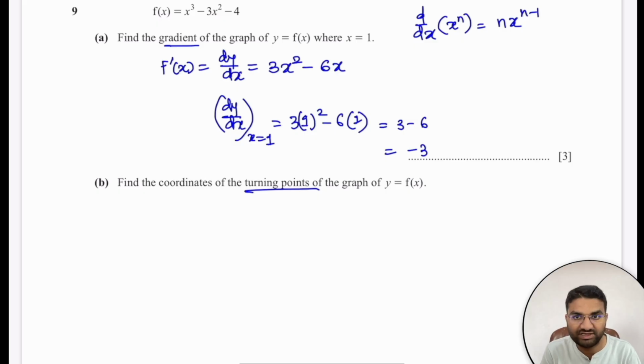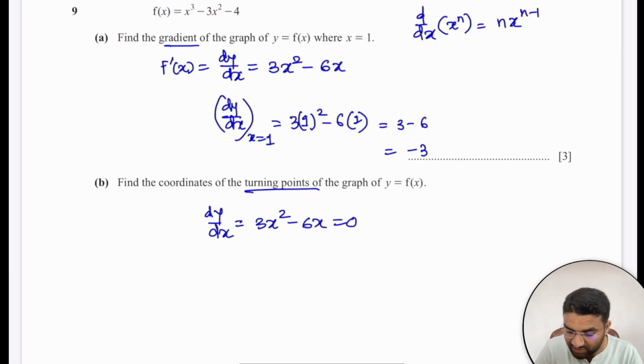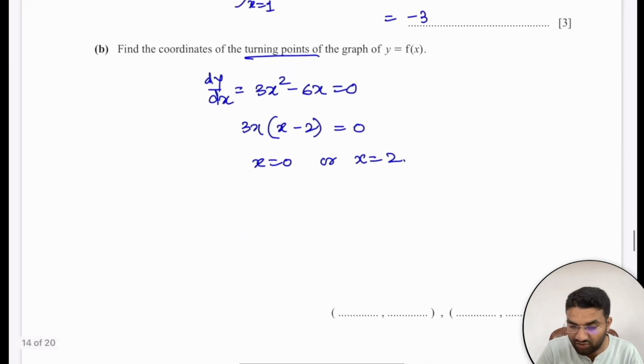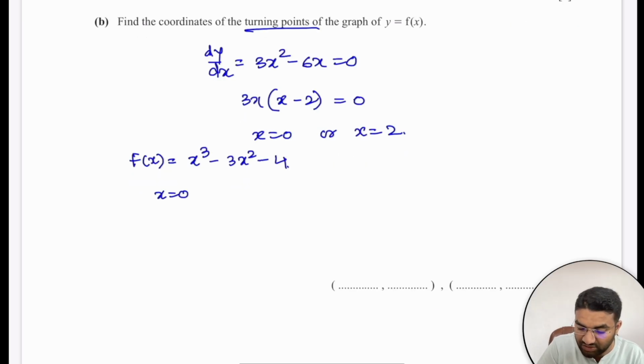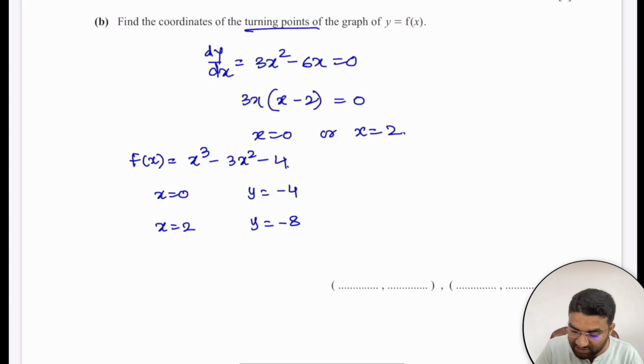Find the coordinates of the turning points of the graph y is equal to f of x. Turning point means when dy by dx is equal to 0. So dy by dx, which is 3x square minus 6x, is equal to 0. Take common 3x, and in the bracket we are left with x minus 2 is equal to 0, so x is equal to 0 or x is equal to 2, where you will get the turning points. The original f of x equation is x cube minus 3x square minus 4. When x is equal to 0, you will get y is equal to negative 4, and when x is equal to 2, you will get y is equal to negative 8. This is what you have to write here: 0 comma negative 4 and 2 comma negative 8.